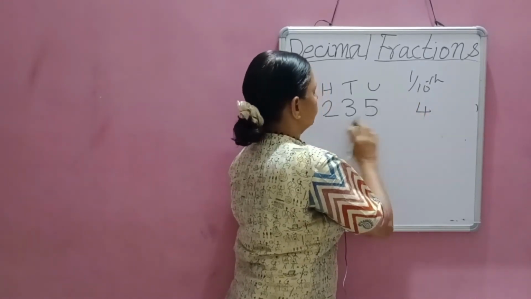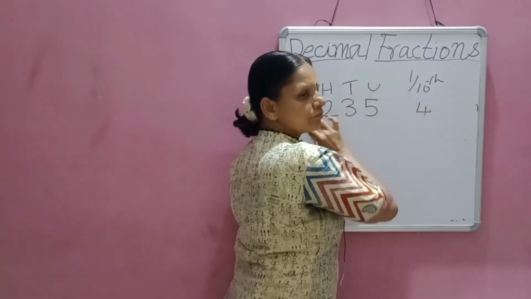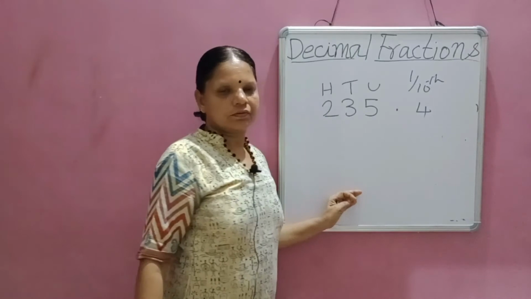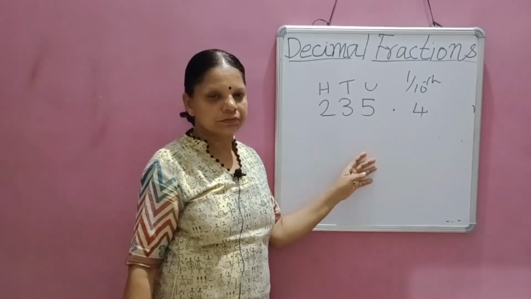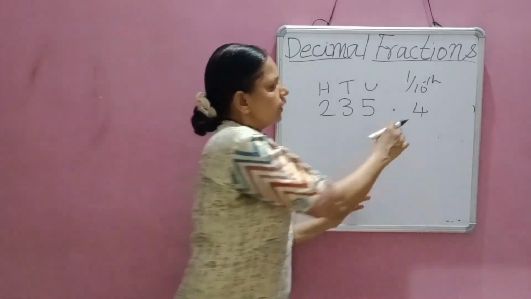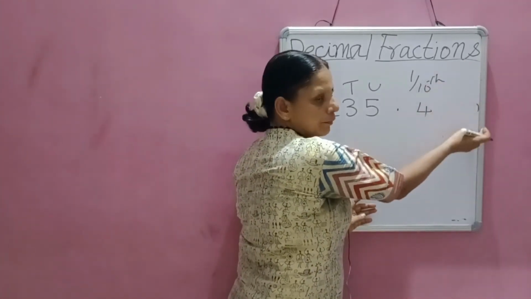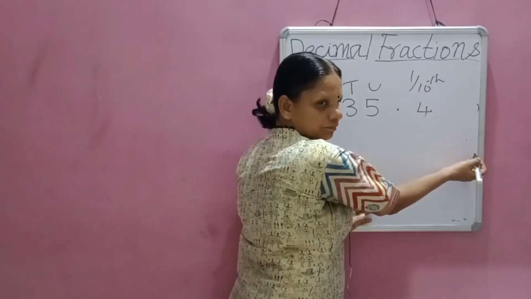So if you write 2, 3, 5, 4, then the place value of all will change. For that you have to put a decimal point. This way also we can explain the decimal numbers. Now the next lower place will again be divided by 10. That is 1 upon 100th place.